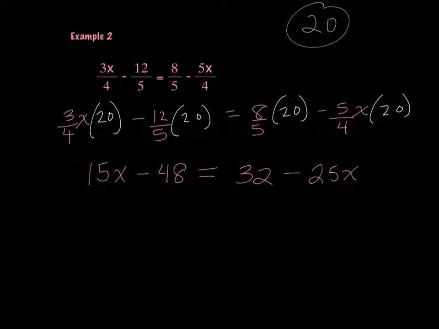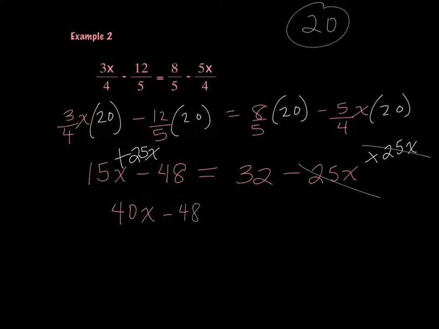Now we have a question that looks a lot like the equations that we did before. We're going to aim to get x by itself, so I'll add 25x to both sides. So we'll do the same over here. These two will cancel out, so it'll leave us with 40x minus 48 equals 32. And then we'll add 48 to both sides.